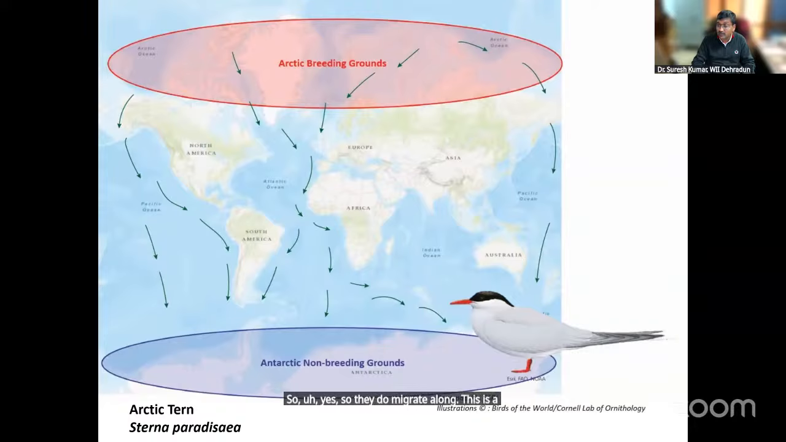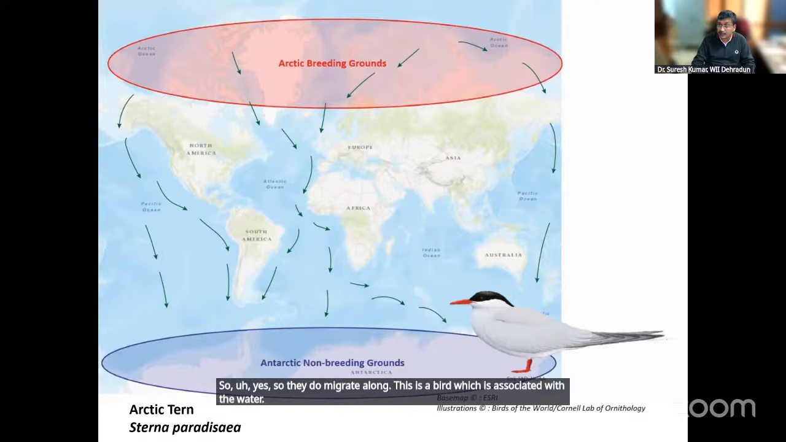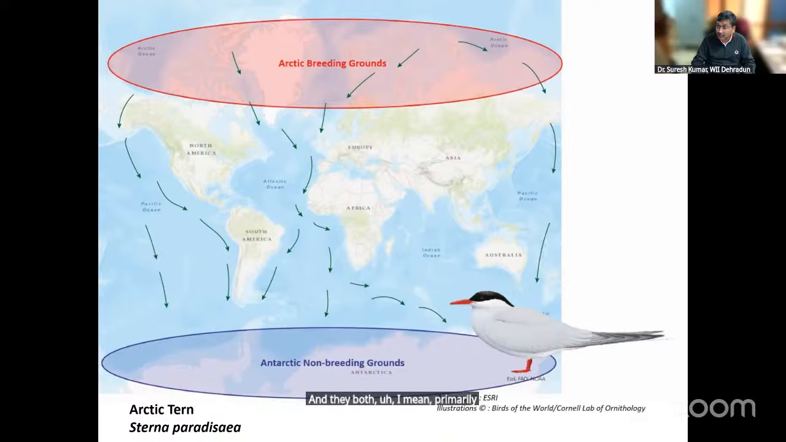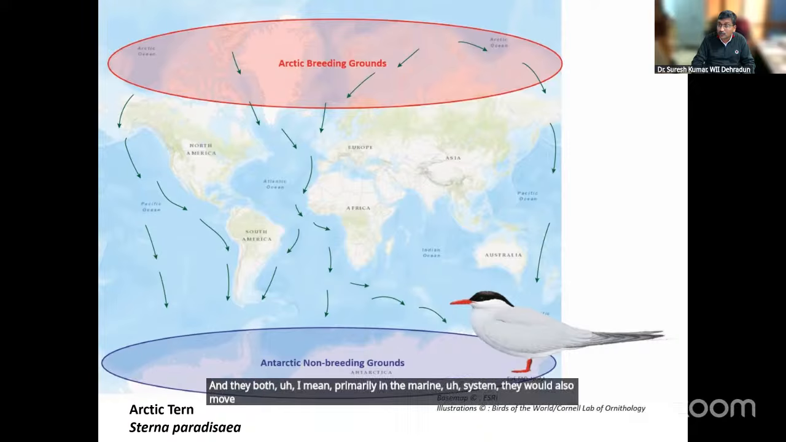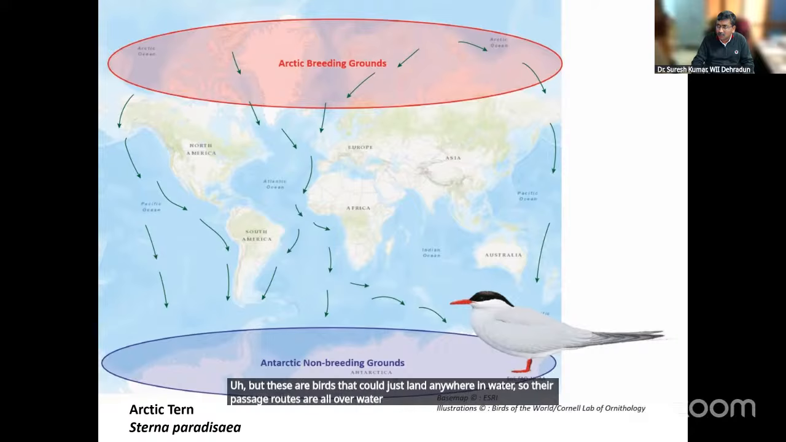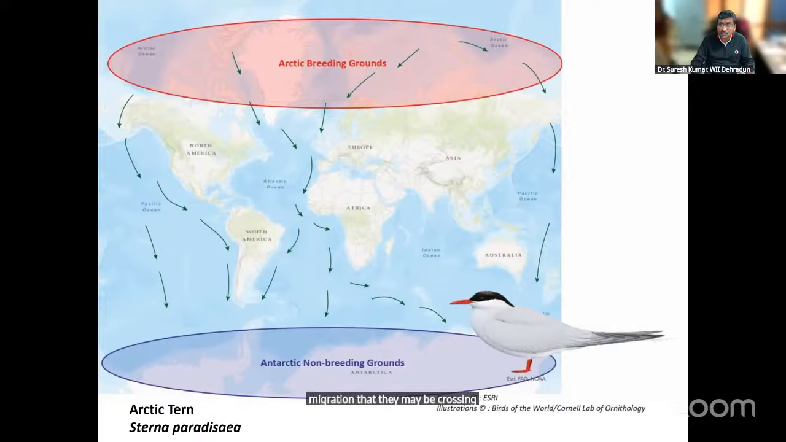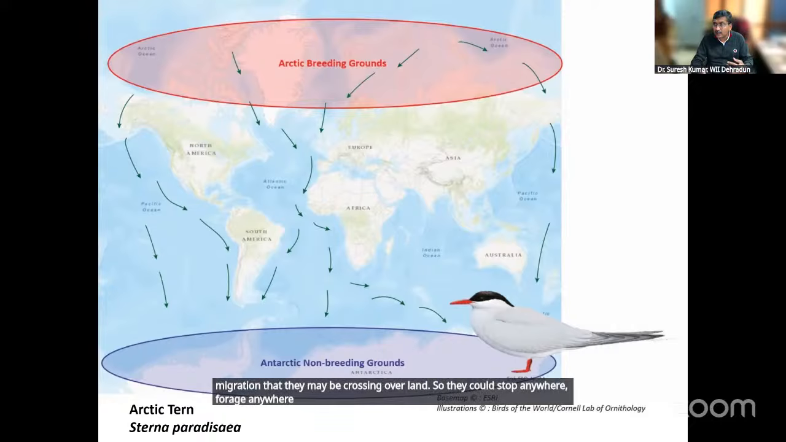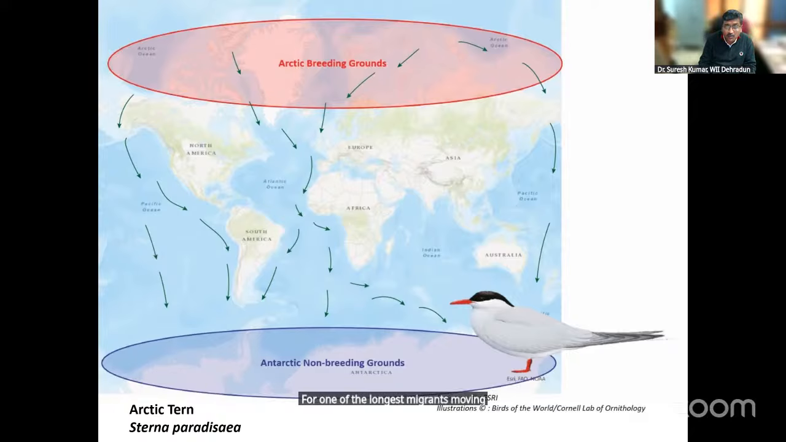This is a bird which is associated with water, primarily the marine system. They would also move through areas inland, as we know, but these are birds that could just land anywhere in water. So their passage routes are all over water, except for some populations at a certain time of their migration when they may be crossing over land. They could stop anywhere, forage anywhere, and there is no rush or hurry to get to each of these poles, each of these directions. So it definitely holds the record for one of the longest migrants moving between the poles.